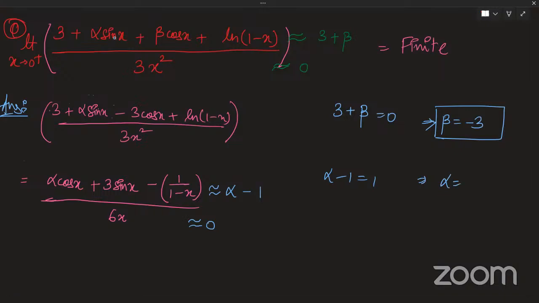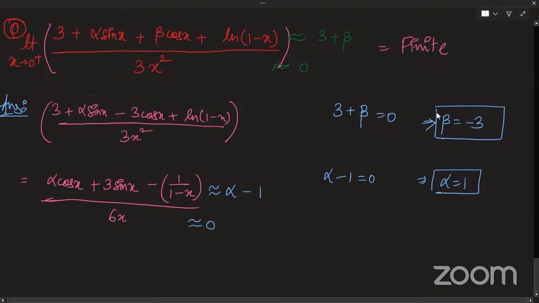Value of alpha? 2, sir. Just a minute. What should be your alpha minus 1? What should be your value of alpha minus 1? It should be equal to 0, not 1. Correct. So what is your value of alpha? Alpha is 1, sir. Great. Your value of alpha is 1.